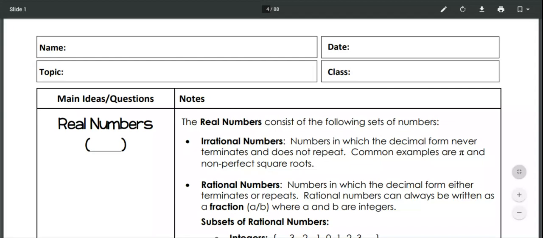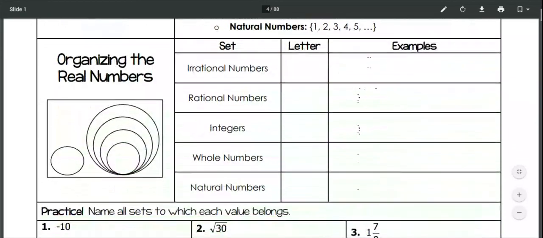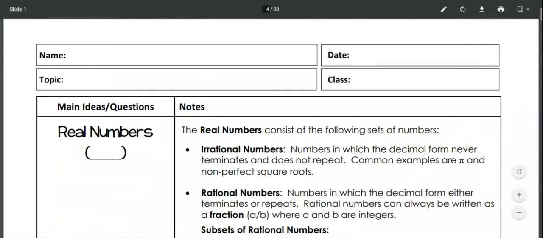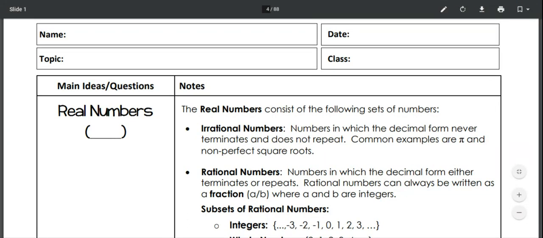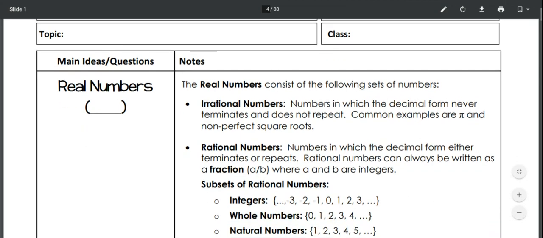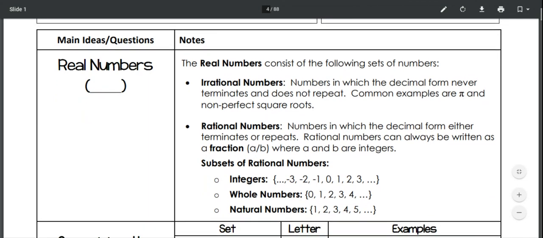First thing I want to get into is our notes. So today we're going to be talking about real numbers, organizing real numbers, but the first thing I want to do is discuss this. And these are going to be some quick videos. We're going to have discussion time on the Google Meet to get more in depth into this, but I want to give you the general information, but we're going to kind of speed through it.